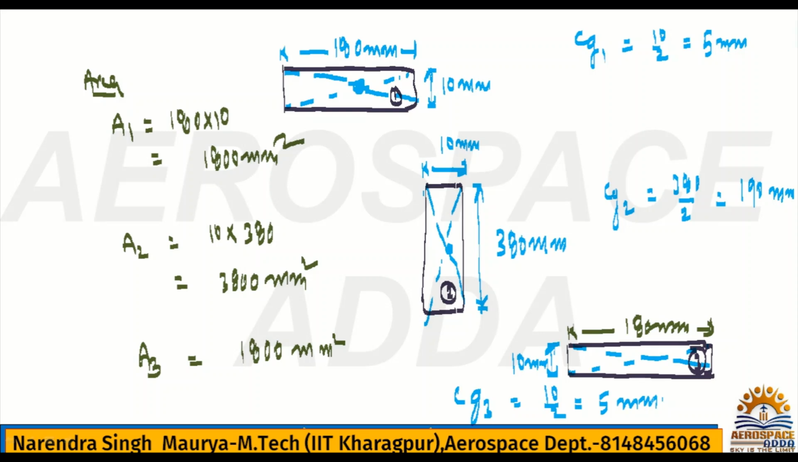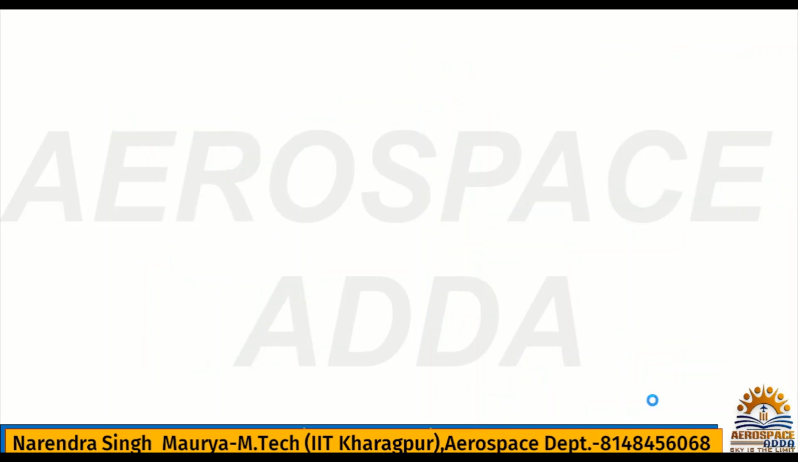Till now, this is the individual CG location or centroid we have calculated for individual sections 1, 2, 3. Reference we have not taken. Reference we will take once we combine all three, then I will show you the reference. Now, coming to the next, if you check here, the combined section.